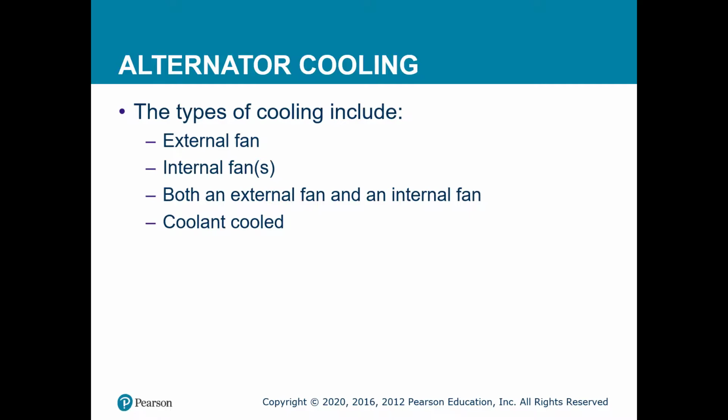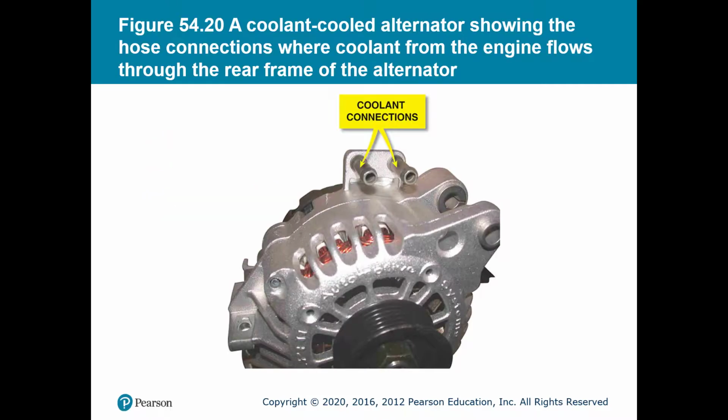The other thing that GM tried for a while, and I'm not sure about any other manufacturers, is they actually would run coolant lines into the alternator themselves. In fact, I have a picture right here of what that alternator looked like. So you can see there's two connections for coolant hoses.